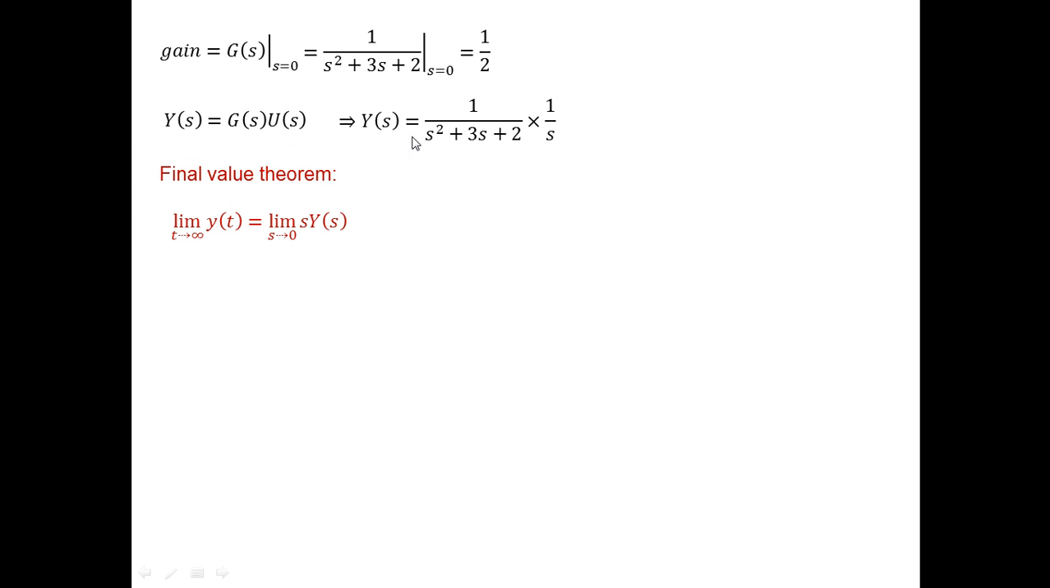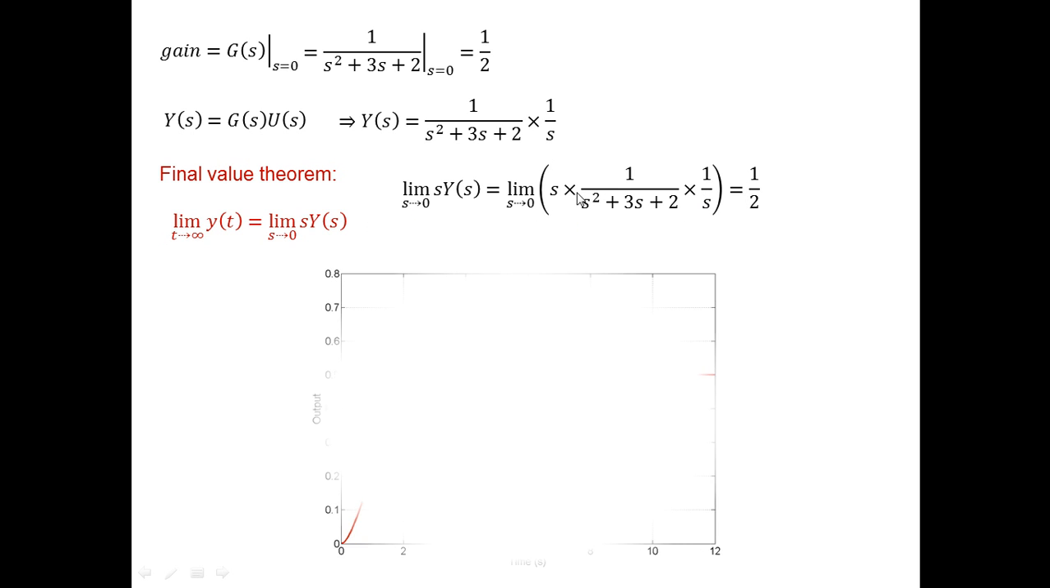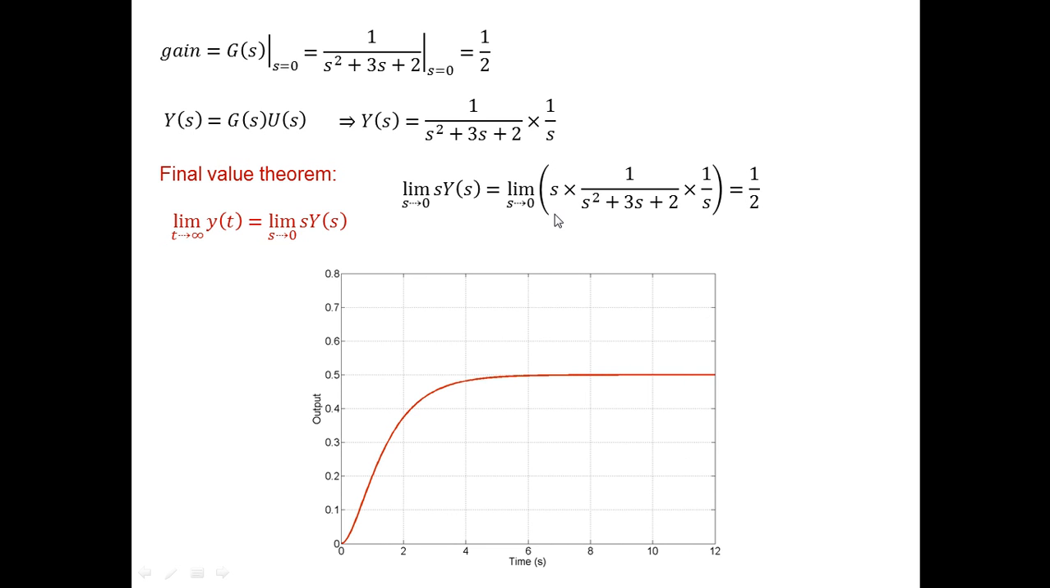In order to find the final value of Y of s, I will use the final value theorem. The final value theorem says that the limit of y of t when t goes to infinity is equal to the limit of s Y of s when s goes to 0. So by applying this theorem, the limit of s Y of s when s goes to 0 for this case will be the limit of s multiplied by 1 over s squared plus 3s plus 2 multiplied by 1 over s. This s will be cancelled out with this s. When s goes to 0, the final value is equal to 1 over 2.